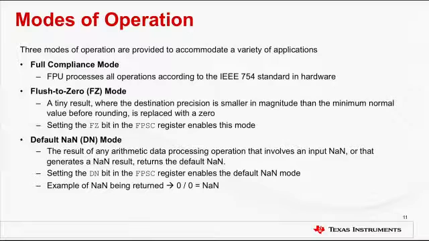This mode can be enabled by setting the FZ bit in the floating point status control register. In default NaN mode, the floating point unit returns a default NaN when the result of any arithmetic data processing operation involves an input NaN or generates a NaN result. This mode can be enabled by setting the DN bit in the floating point status control register.